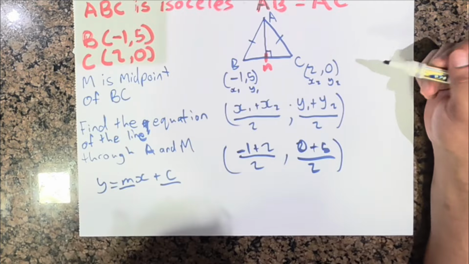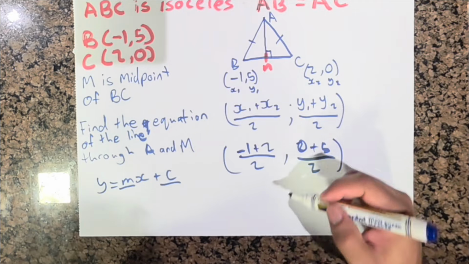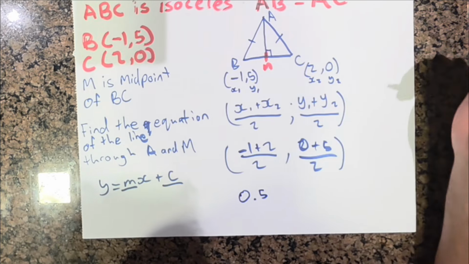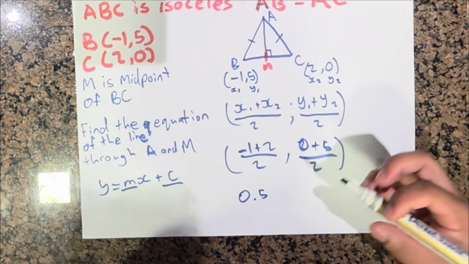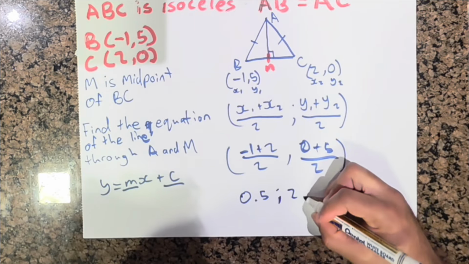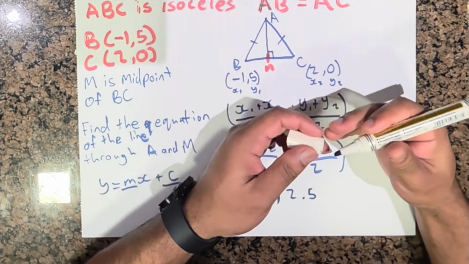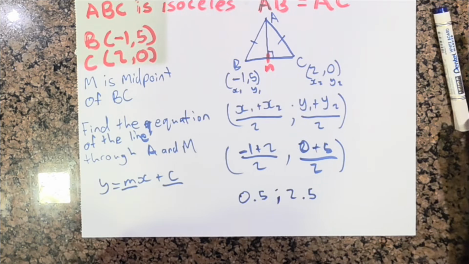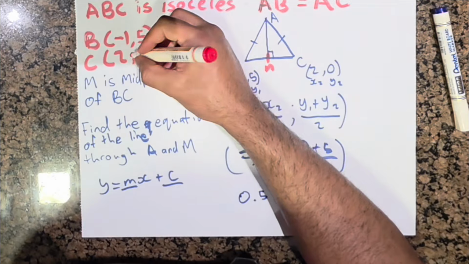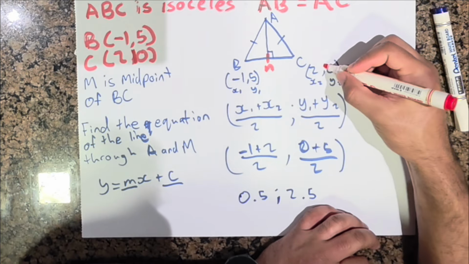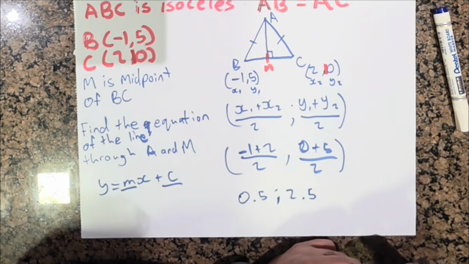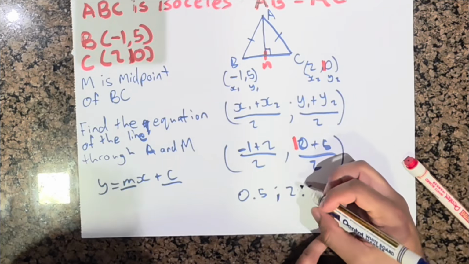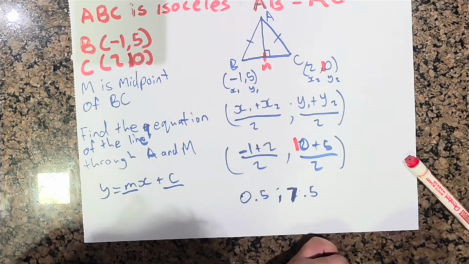Did I make any mistake here? Yeah, 0 and 5, that's fine. So then this is just going to be 0.5, and 5 and 0, that's going to be 2.5. Okay. Sorry, I'm just realizing I made a mistake. The point C, sorry, is 2 and 10. That's why it's not making sense. This should be 10, in which case this should be 10 plus 5, which is 15. So this becomes 7.5. My apologies.